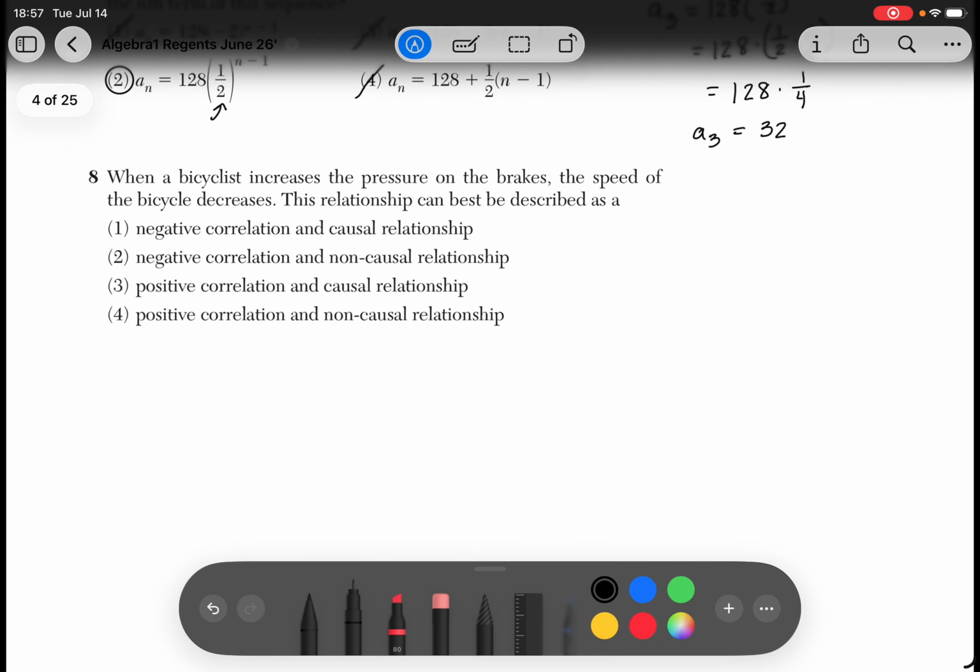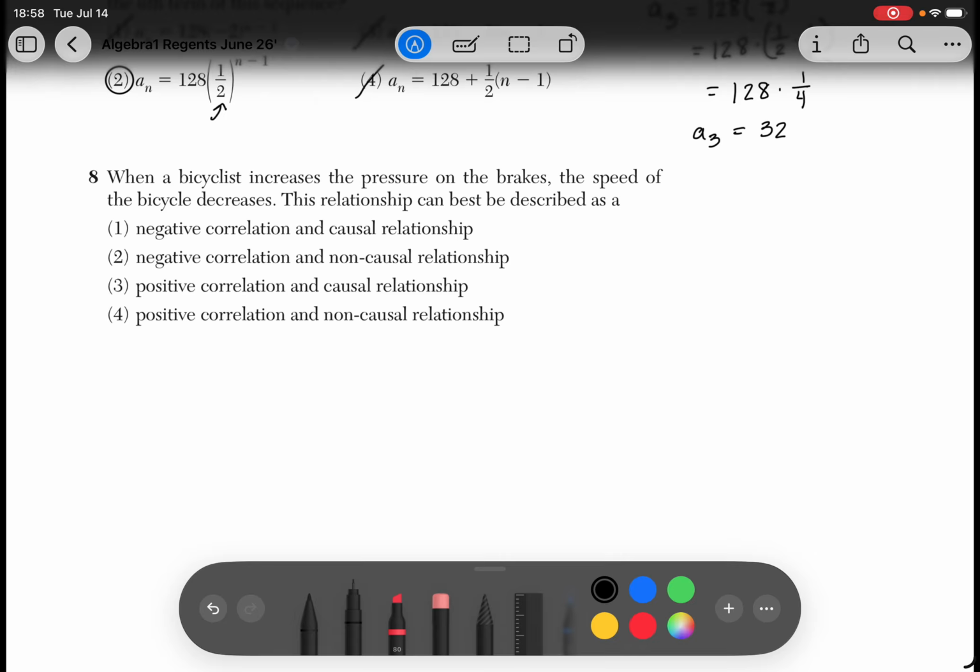Okay, question number 8. This is one that a lot of students tend to struggle with, but it can be broken down if we have some real life scenarios. Let's start with: when a bicycle increases the pressure on the brakes, the speed of the bicycle decreases. This relationship can best be described as... We want to think of it as ourselves. When you're on that bicycle and you press those brakes, that means you're slowing down. So you're increasing the force to get yourself to a stop, even a car or any sort of vehicle, increasing that force to get something to stop.